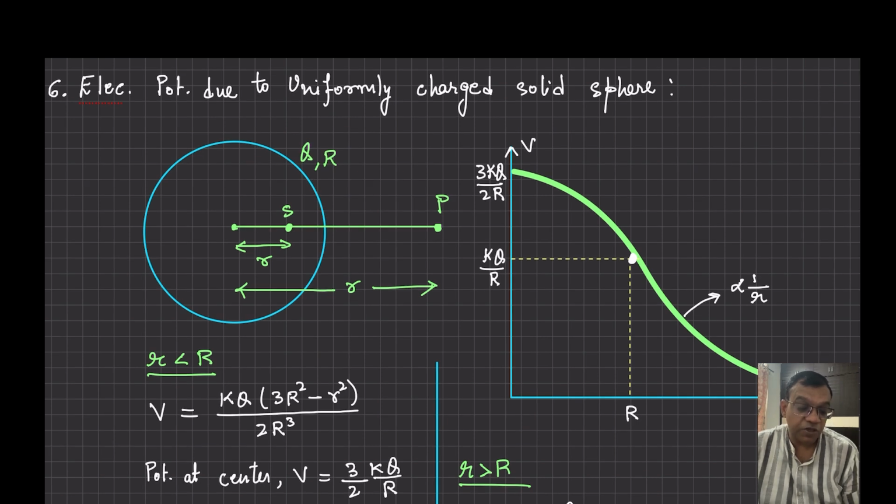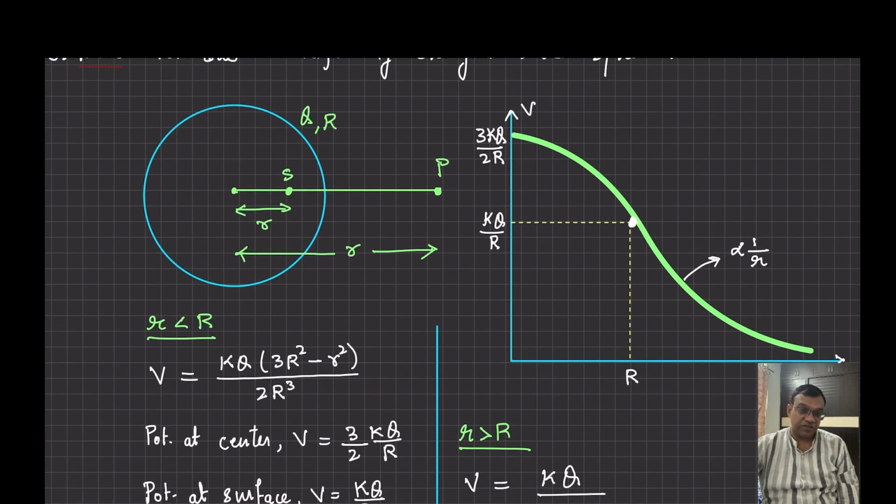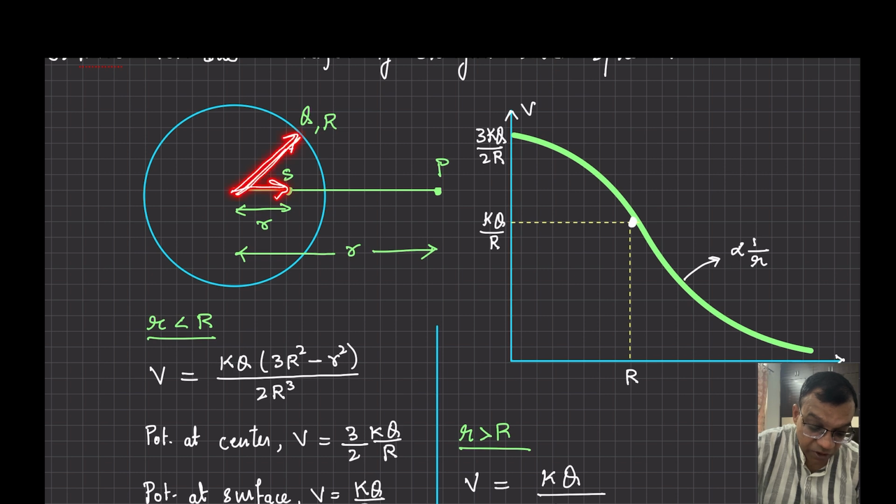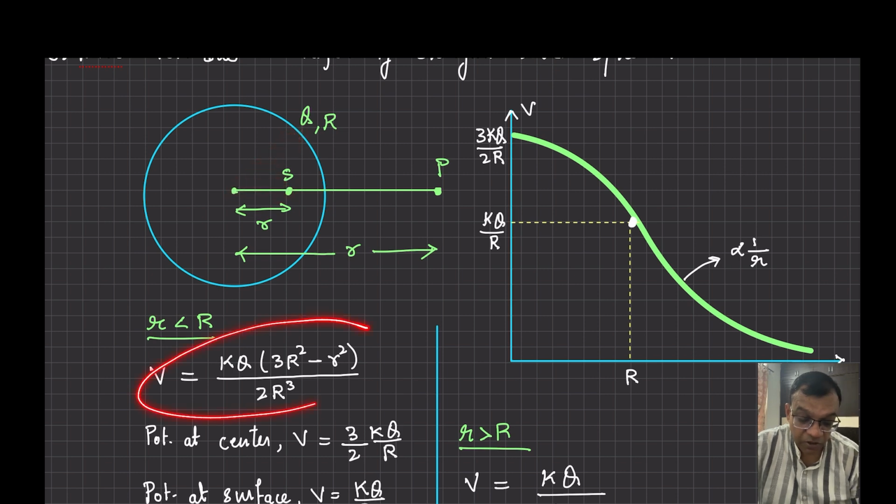Then we have the potential due to a uniformly charged solid sphere, a concept very similar to the field case, but here the formulas are slightly different. For an inside point, the potential is given by kq into 3R square minus r square upon 2R cube, where small r is the distance from the center where we are finding the potential. So the potential at this point is q upon 4 pi epsilon naught into 3 into capital R square minus small r square upon 2 into capital R whole cube.